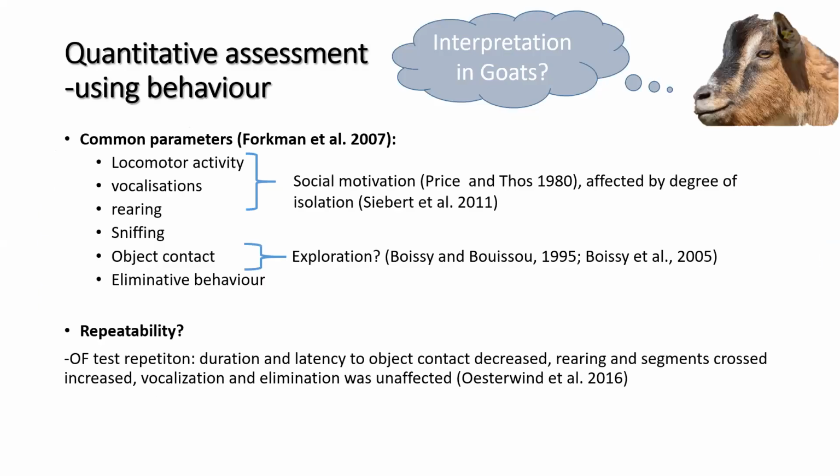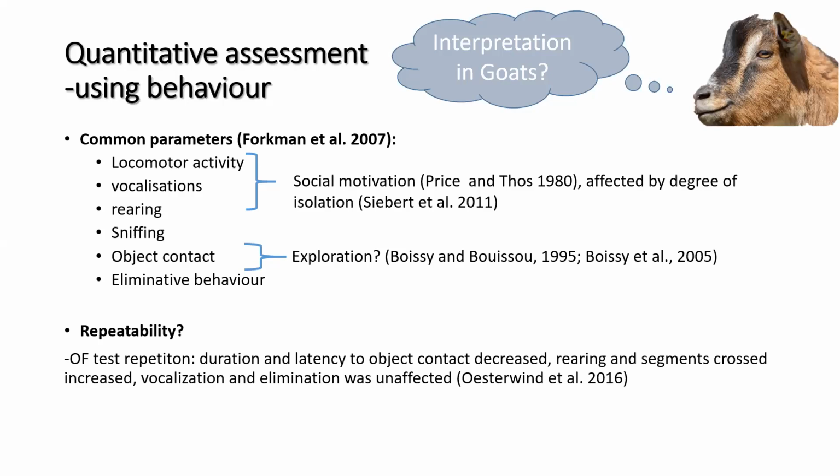So what about the interpretation of behavior in goats? Very common parameters that have mainly been used in goats so far in these kinds of tests are locomotor activity, vocalizations, rearing, sniffing, object contact, duration of this contact, and eliminative behavior. What a lot of studies, or the few that tested it, found was that locomotor activity, vocalization, and rearing especially are more or less socially motivated behaviors. And they are even affected, especially vocalizations, by the degree of isolation of the goats from their peers. Whereas with the other parameters, it's not so clear and they haven't really been validated yet in goats. However, object contact or any object-related parameters are usually related to exploration or higher boldness in at least other animals.